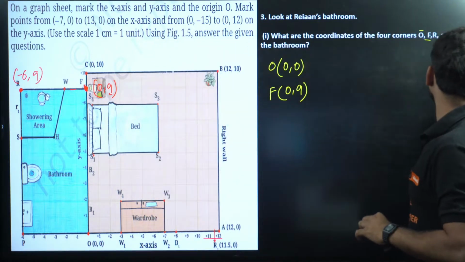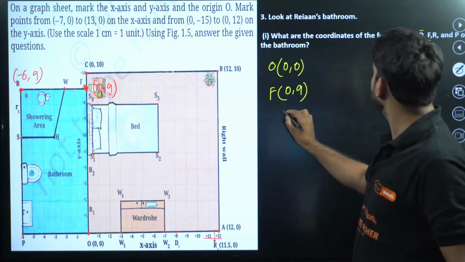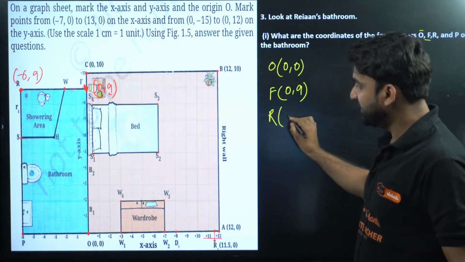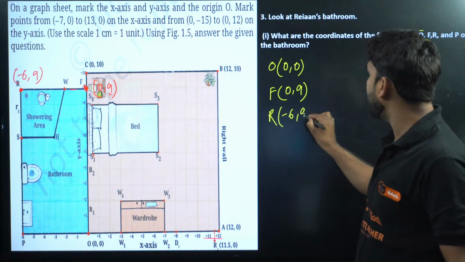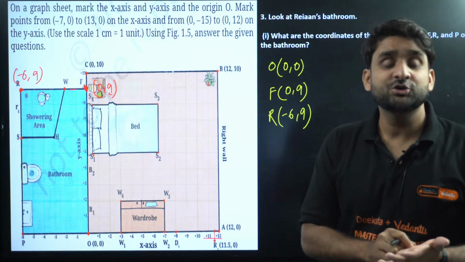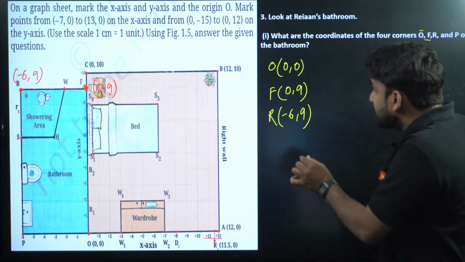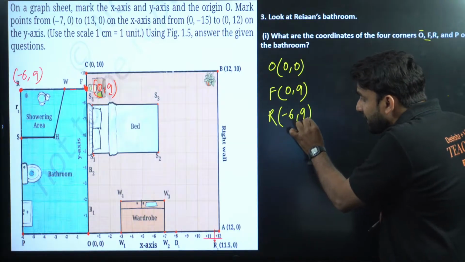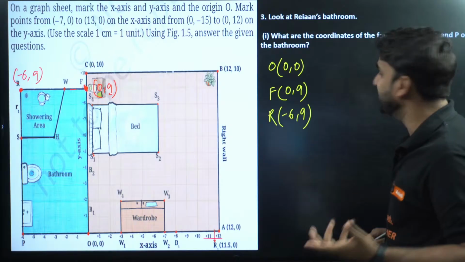So we can write here, R coordinate is basically equal to -6, 9. Whenever we are writing the coordinates in bracket form, always make sure to write the x coordinate first. This position is of the x coordinate and this is of the y coordinate. This is the basic concept.